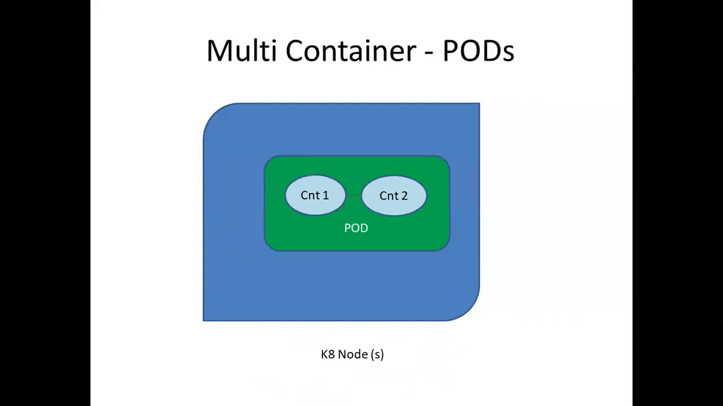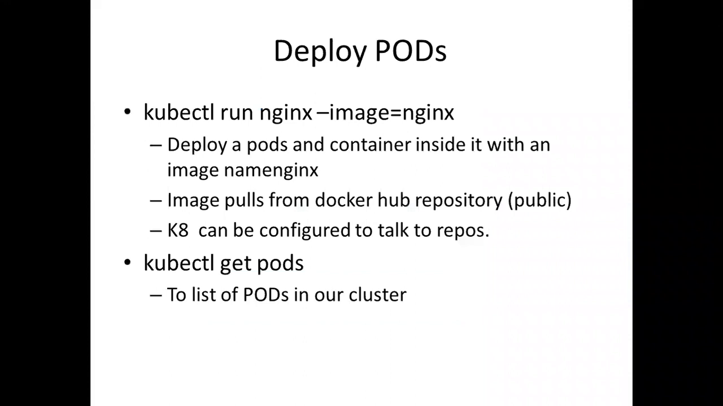Why? This is what I was talking about now. Let's say there are two containers linked together. They have established communication, all these things. So these are the things we call multi-container pods, multiple containers inside a pod.